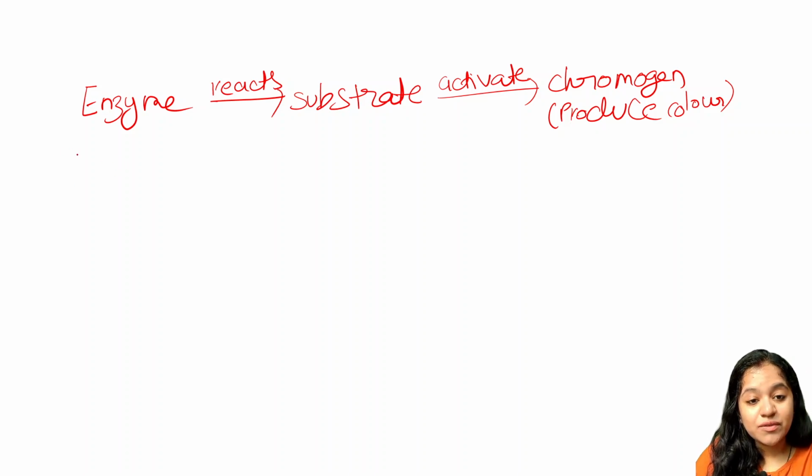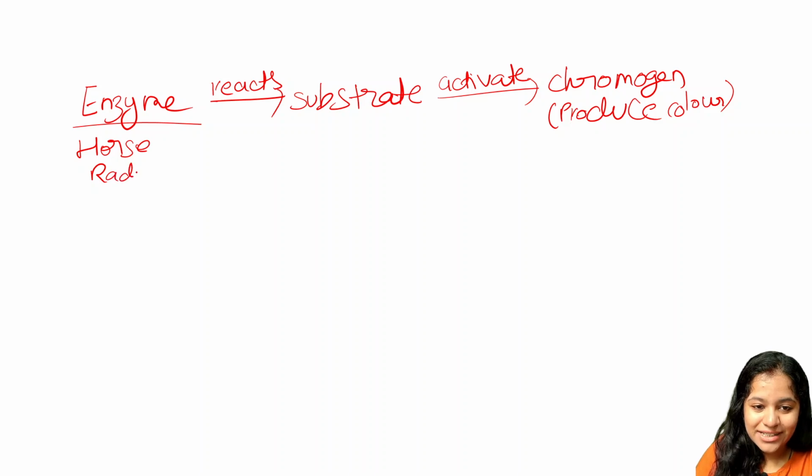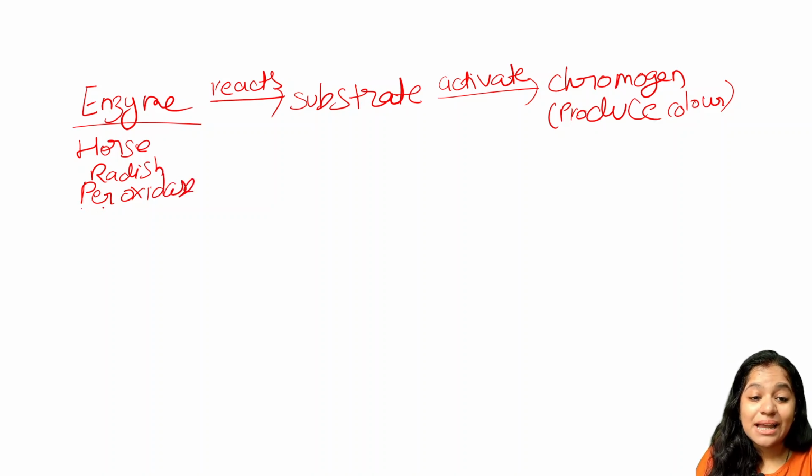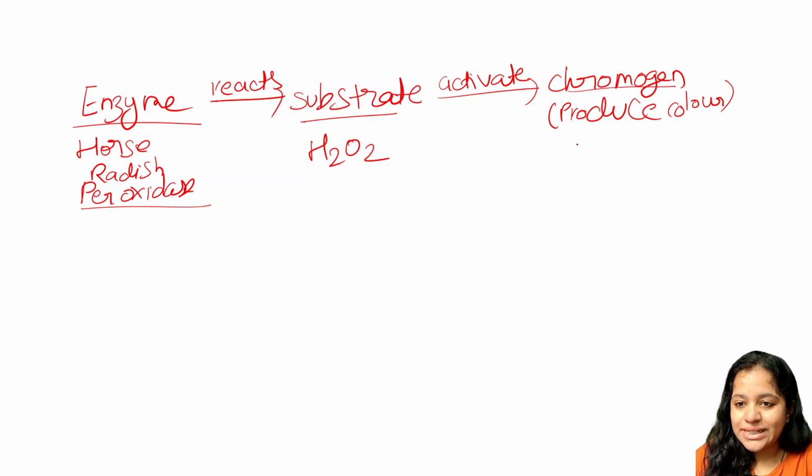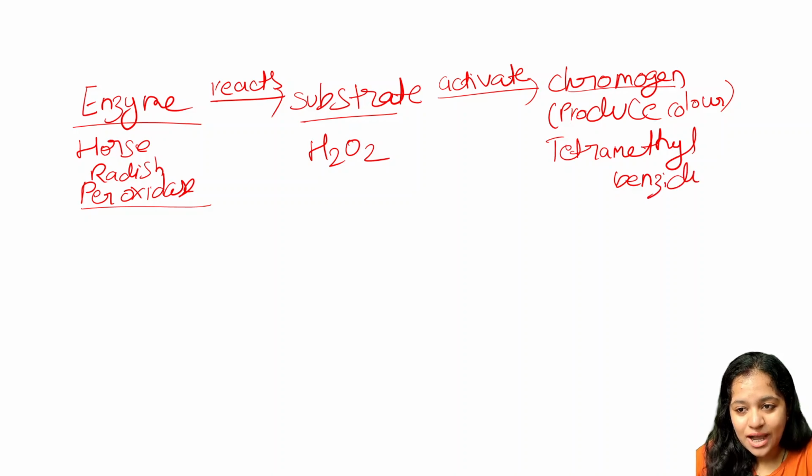Now, the names of enzyme, substrate and chromogen which you should remember: a very common enzyme used is horseradish peroxidase, HRP. Okay. Peroxidase. So, if enzyme is peroxidase, your substrate will be hydrogen peroxide, H2O2. And chromogen here is tetramethylbenzidine. This is the name which you have to remember.